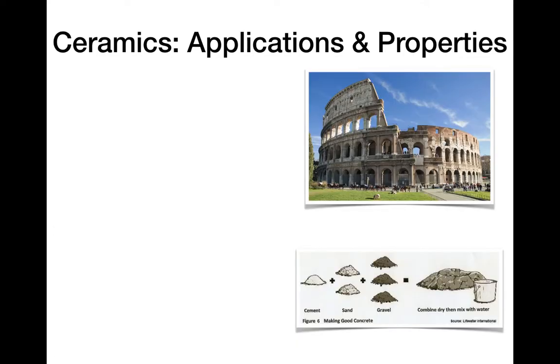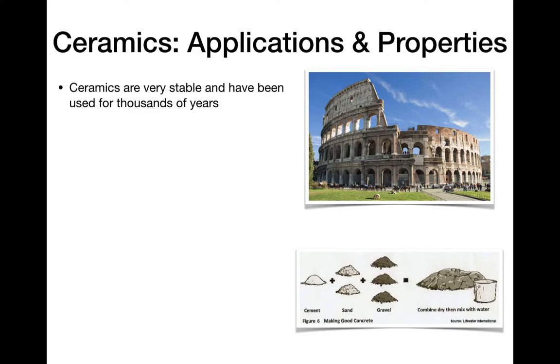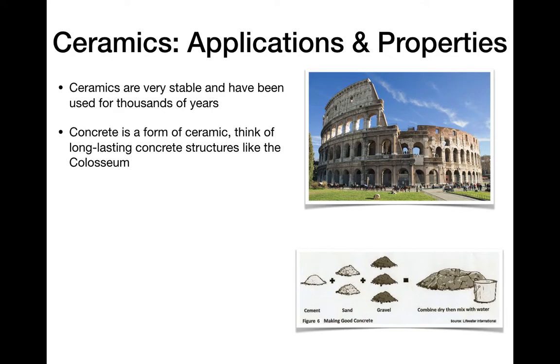Okay, the next group are called ceramics. Ceramics are really very stable, and a lot of examples of ceramics still exist today that have been used for thousands of years. They're not a new idea. And it's not just ceramic as in pottery or dishes. There are many other types of things that are ceramics.